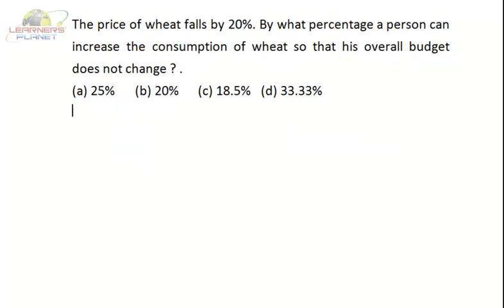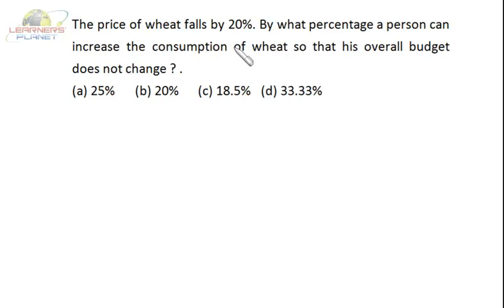Now similarly in this problem, the price of wheat falls by 20%. By what percentage can a person increase the consumption of wheat so that his overall budget does not change? Friends, the price is falling by 20%. That means the new price is 80% of the original price, or we can say it is 4/5 of the original price. So if the price is 4/5, then the consumption can be 5 by 4, that is the reverse of 4 by 5.